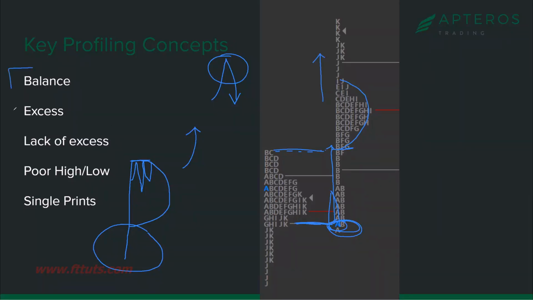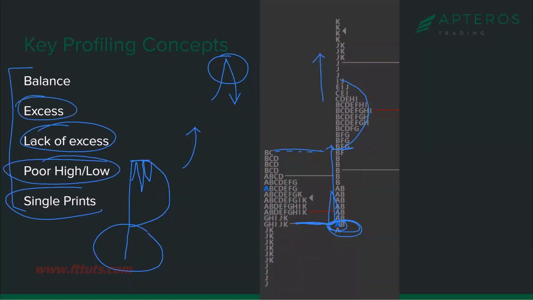So anyways, very important terms. A lot of these are overlapping, right? Lack of excess, we call poor highs and poor lows. Excess is single prints. We'll connect these two. But everything revolves around balance.